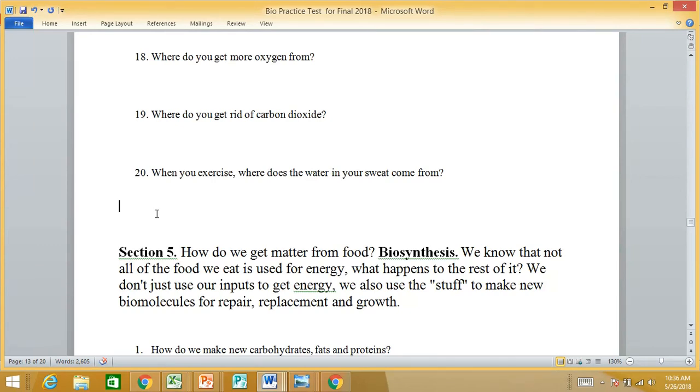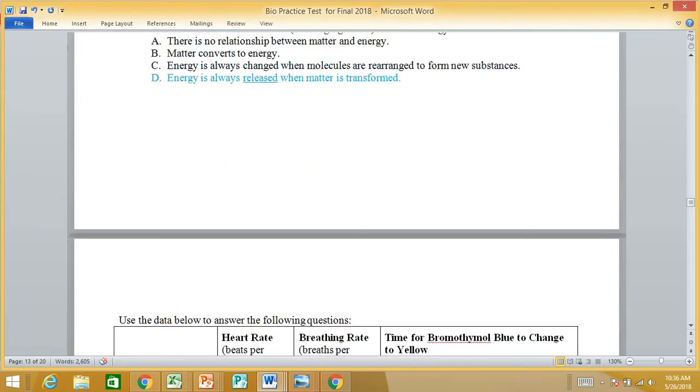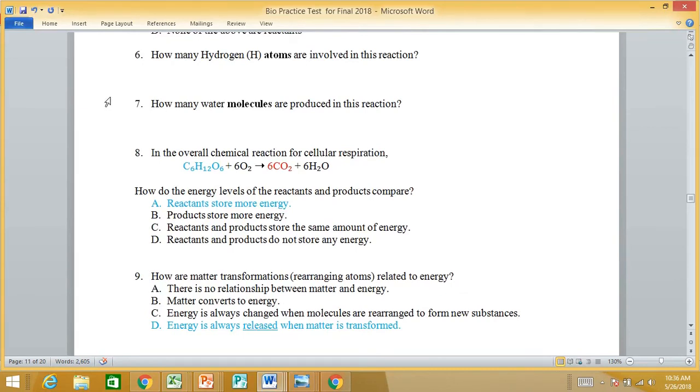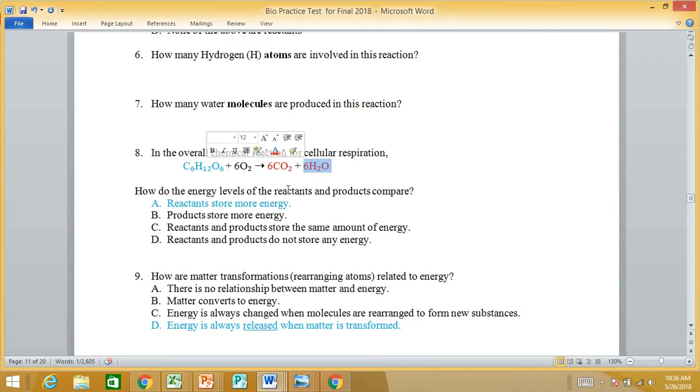And when you exercise, where does the water in your sweat come from? Well, that comes from cellular respiration. If we look back up here again, when you're in cellular respiration, water is given off as a product. And so normally you're going to pee it out or breathe it out to some degree. But if you're really working out, you can't keep up, and so your body sweats it out.